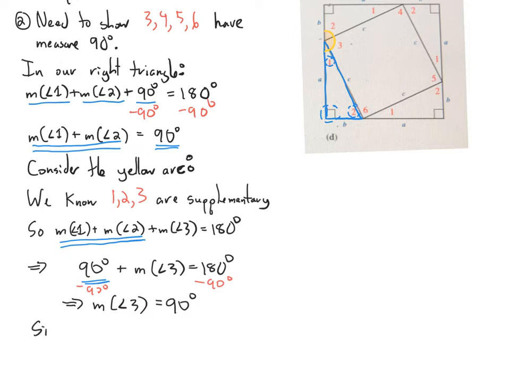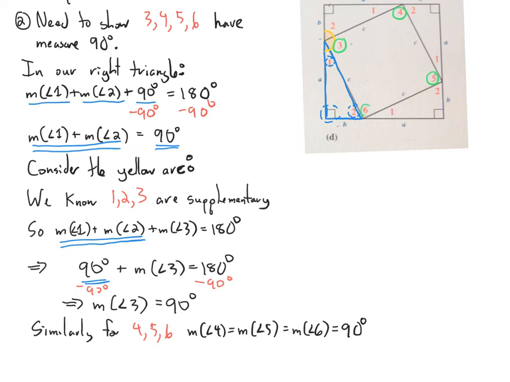So similarly, for 4, 5, and 6, we know that the measure of these angles, well, let's even put an equals the measure of angle 5 and equals the measure of angle 6. They're all the same, and we know what they are. They are all 90 degrees. So that's great. We know all of these angles inside here that I'm circling in green, all these are 90 degrees.